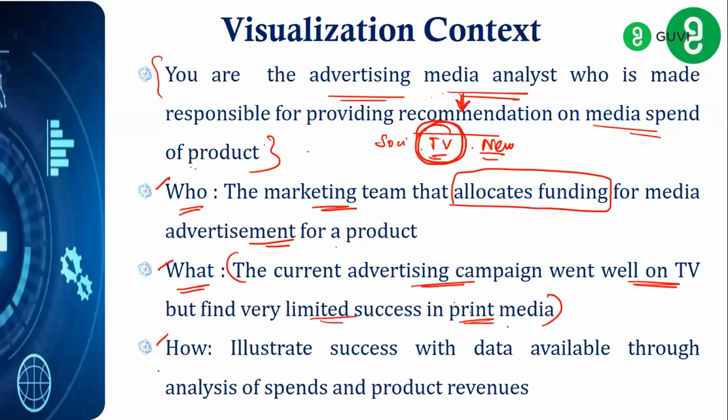This kind of insight, this kind of information, you have to get during the exploratory data analysis. That graph should be represented here. What and how to illustrate: after identifying what I'm trying to say, you can convert these lines into a graphical representation. That illustrates the success with the data available through analysis of spends and product revenues. How much fund they have spent and how much revenue they have received. That kind of visual representation will help you to recommend the TV advertisement. Yes or no?